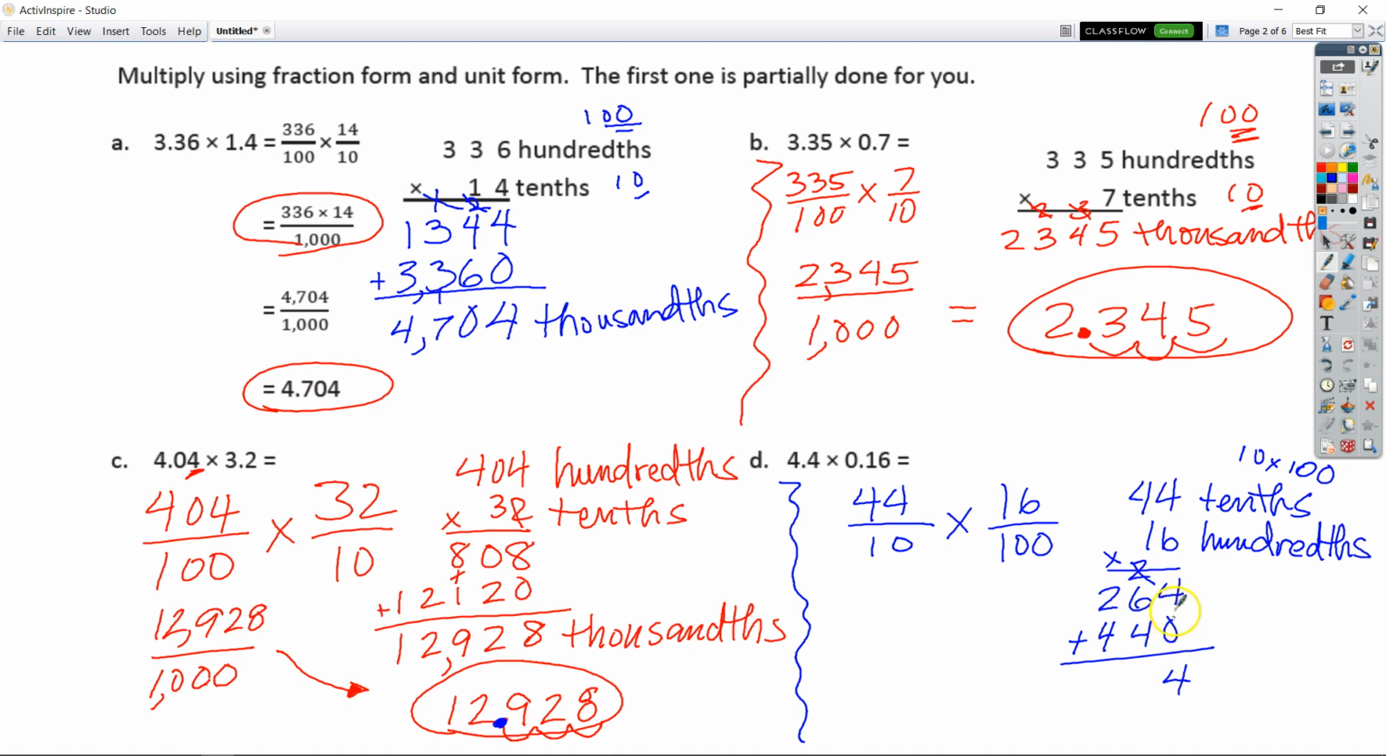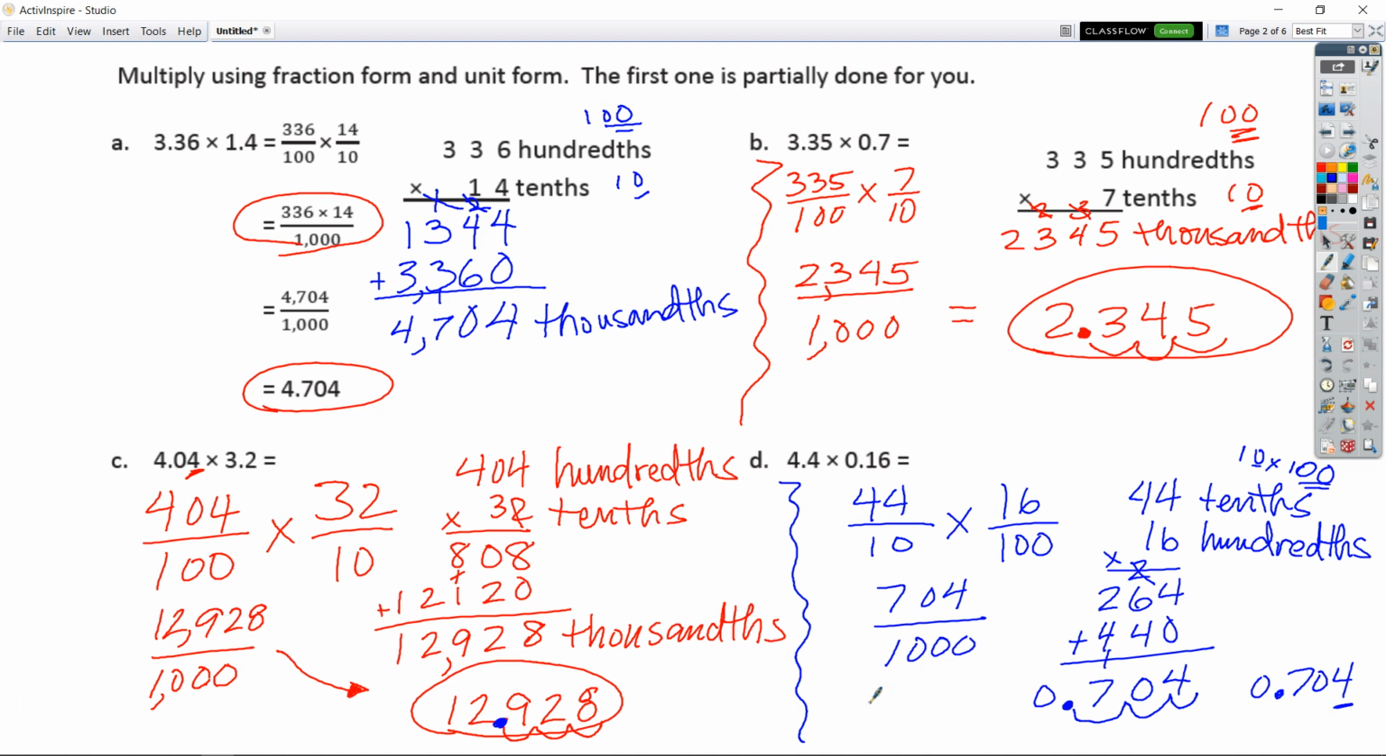All right, I have 4 plus 0, 6 plus 4, regroup my 1. That's 5, 4 plus 1 plus 2 is 7. I have 704, and that's going to be 704 with 3 zeros, 2 for my hundredths, and 1 for my tenths. So that's 1, 2, 3. Sometimes I'll say tenths, hundredths, thousandths, and my answer is going to be 0 and 704 thousandths. We said 44 times 16 is 704. And it's going to be over 10 times 100, which is 1,000. That gives us our fraction form.